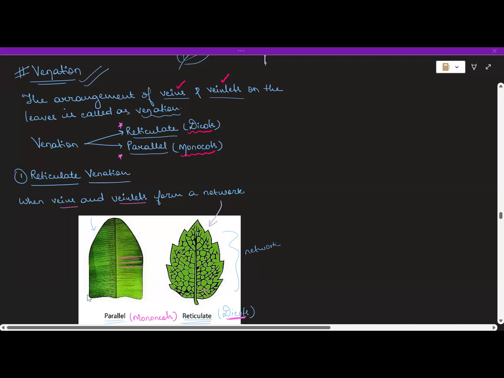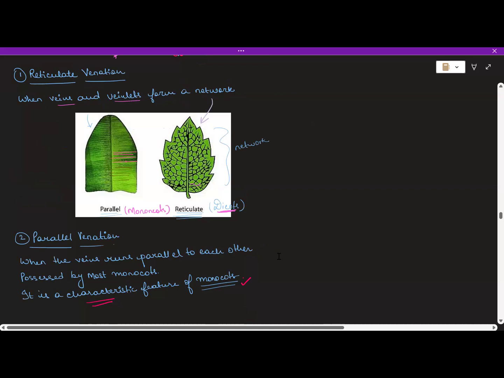Ma'am, have you paused the screen sharing? Because I can't see anything saying that you have paused the screen sharing. Yes, ma'am, now I can see it.